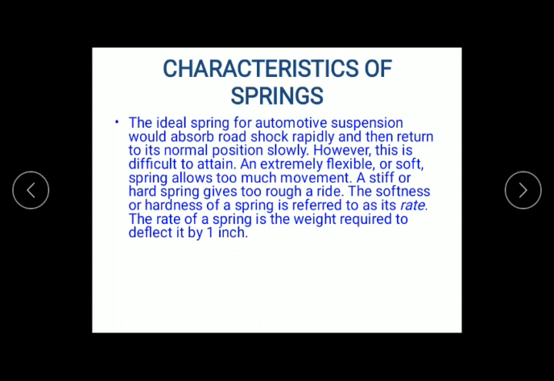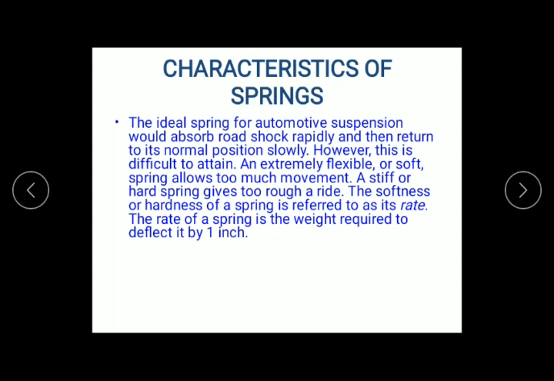Characteristics of the spring. The ideal spring for automotive suspension would absorb the road shocks quickly and then return to its normal position slowly. However, this is difficult to attain. An extremely flexible or soft spring allows too much movement. A stiff or hard spring gives too rough a ride.